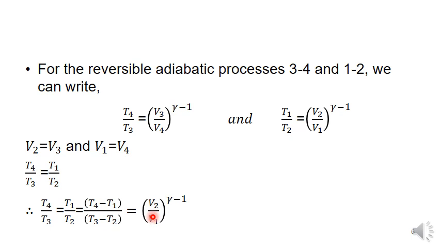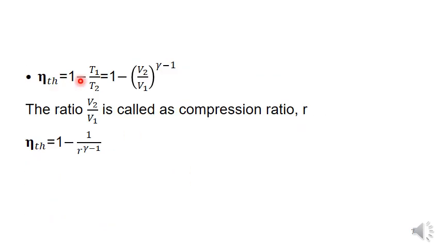Previously we wrote that the thermal efficiency of an Otto cycle is equal to 1 minus (T4 minus T1) divided by (T3 minus T2). In terms of the compression ratio, we are writing here thermal efficiency is equal to 1 minus T1 by T2. So here writing as 1 minus (V2 by V1) whole power gamma minus 1. The ratio V2 by V1 is called the compression ratio. So thermal efficiency in terms of the compression ratio is 1 minus 1 by r power gamma minus 1.